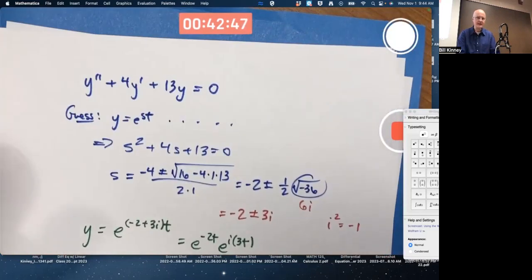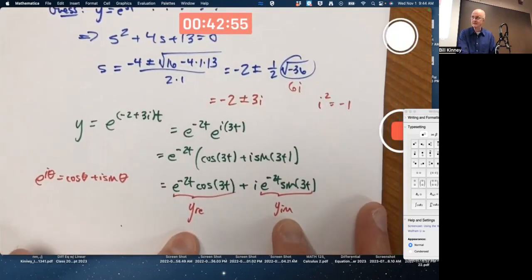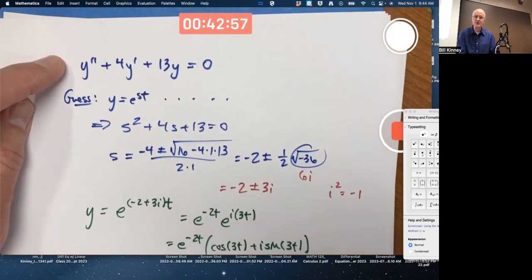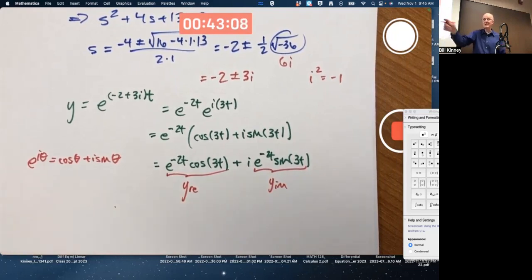They both solve this, even though I started by saying I want to guess something like that. These two real functions both solve the differential equation. And look at what kind of functions they are. They're exponential decays times sinusoidal functions that oscillate. Yeah, if you graph these, they'll be oscillatory graphs that decay in amplitude, just like you would hope would happen with a mass on a spring with friction, not much friction, so that it does oscillate. The oscillations decay in amplitude to 0.